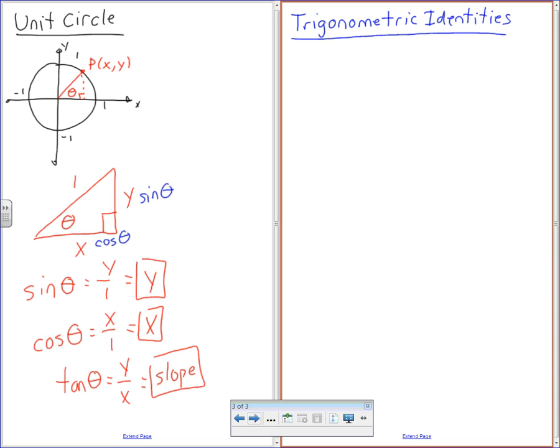The first one is going to be, if I have theta here, sine squared theta plus cos squared theta is equal to 1. So there's a Pythagorean identity, which is sine squared theta plus cos squared theta is equal to 1. And there are many others that come from that. You can isolate sine squared theta, or you can isolate cos squared theta.